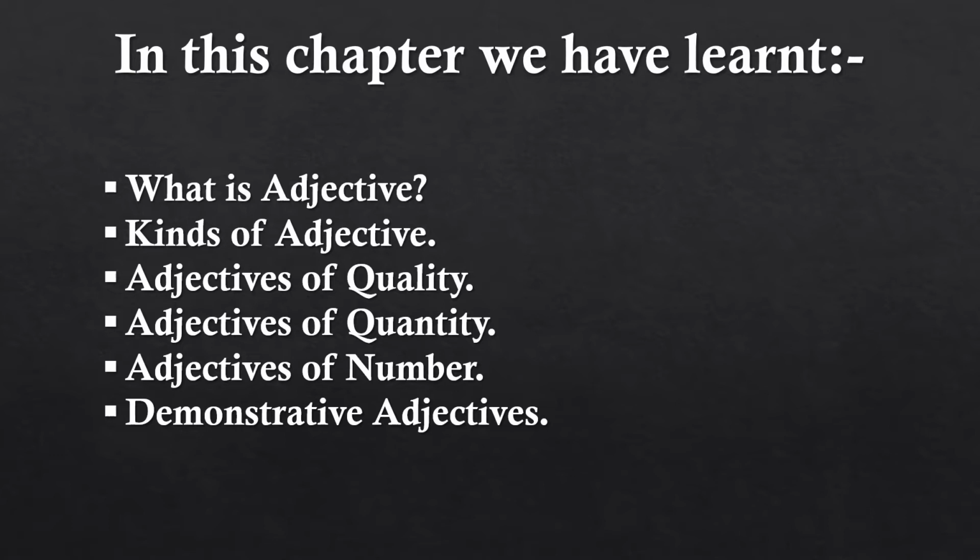Demonstrative adjective. Adjectives that point out particular persons or things are called demonstrative adjectives. It answers the question which. This and that are used with singular nouns, whereas these and those are used with plural nouns. This and these are used for things which are near to the speaker. That and those are used for things which are far from the speaker.